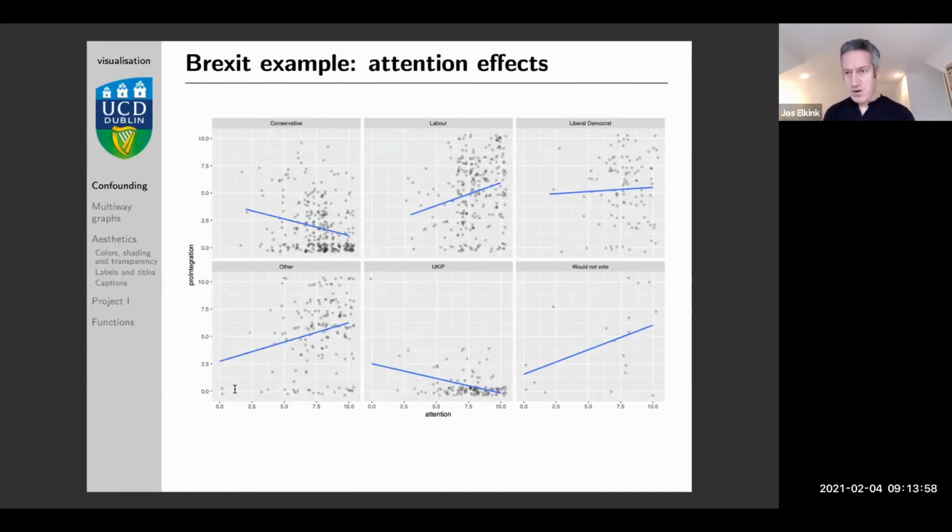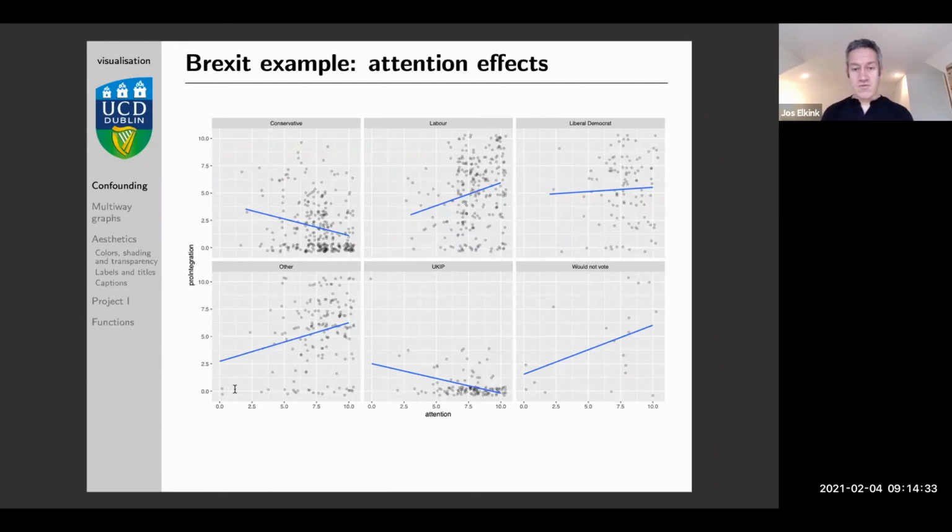Then we can make separate plots. We asked voters also what party they vote for. And for each party, we can see if there's a relationship between attention to politics and support for European integration. And then you see that this relationship that we saw on average actually radically changes depending on the party. So there are still relationships, but they really differ. Among conservative voters, if they pay more attention to politics, they are less likely to be pro-integration. But among Labour voters, if they pay more attention to politics, they're more likely to be pro-integration.